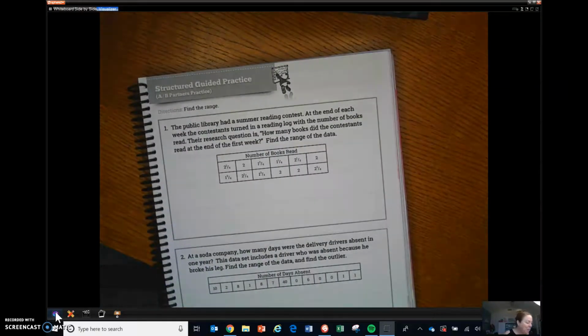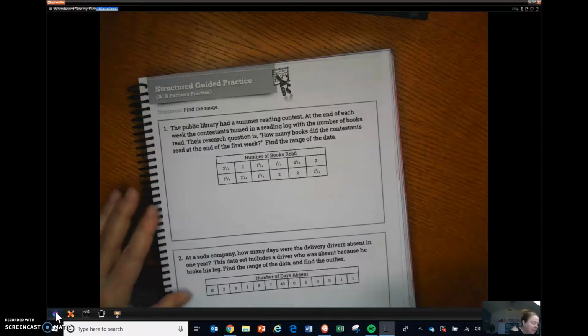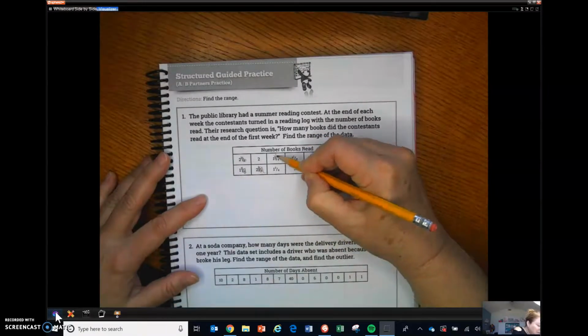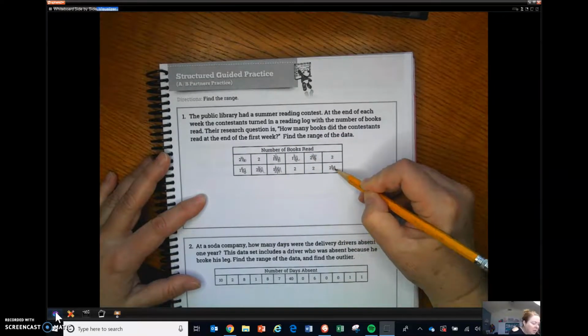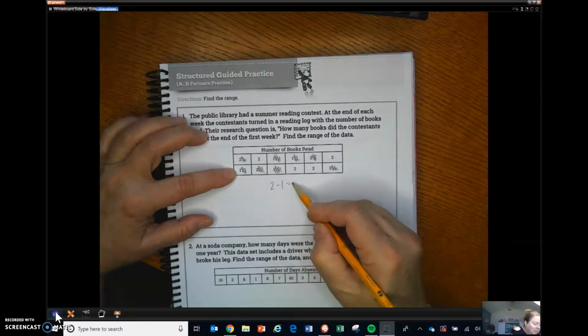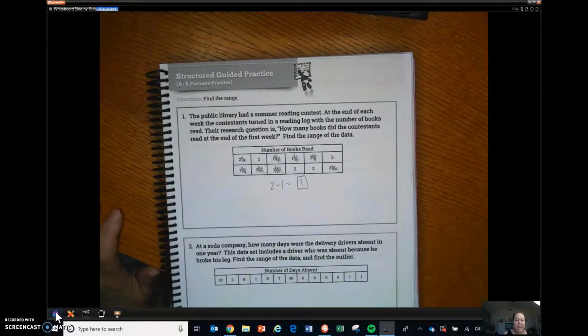Okay, structured guided practice. We are going to just pretend that these aren't here. We're not dealing with them for now. We will be reviewing those. My biggest number is a 2 and my smallest number is a 1. 1 is the range.